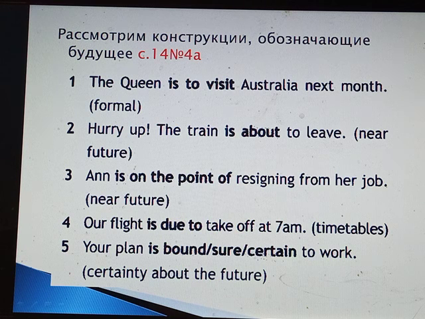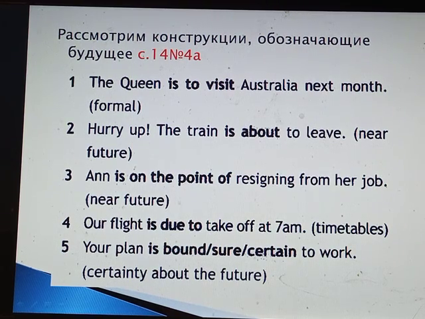Our flight is due to take off at 7 a.m. When we speak about timetables, we use due to. Your plan is bound or sure or certain to work. You are certain about something, you know it for sure. Then you can say it is sure, it is certain, or it is bound.